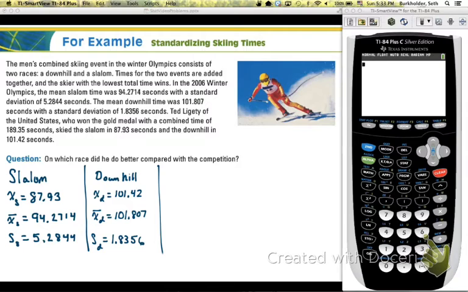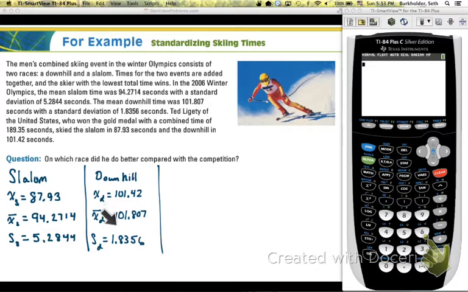So what we need to do is compare his slalom time to the group's slalom time, which was 94.2714 seconds. That was the average slalom time. So Ligety was definitely below average in the slalom. And here he is in the downhill, where he is also, again, below average. He's much closer to the average in the downhill.